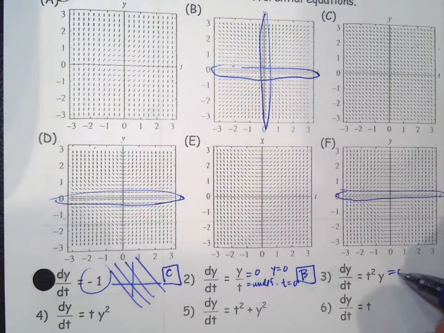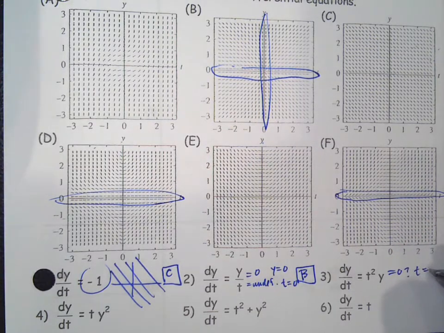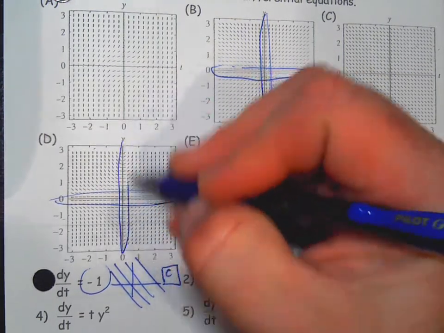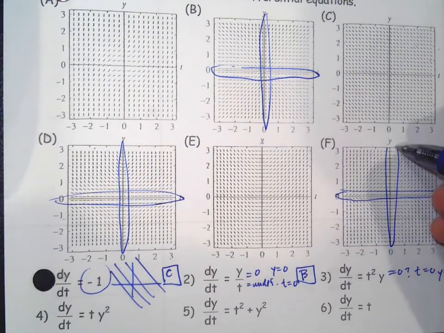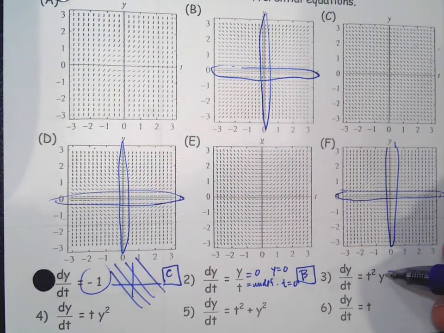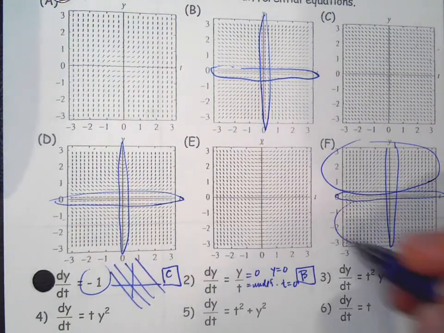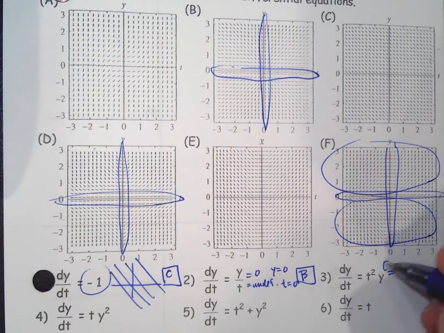This equals 0 when t equals 0 or y equals 0. So 0 is on the x and the y axis. So it looks like it's between these two. When t is positive, well, it really just depends on y. When y is positive, you get positive slopes. And when y is negative, you get negative slopes. So I think we'll go with F there.